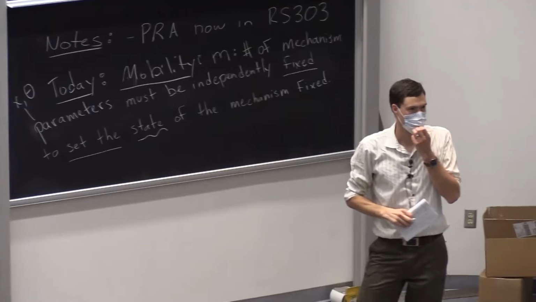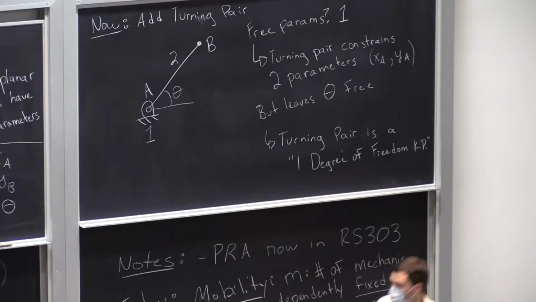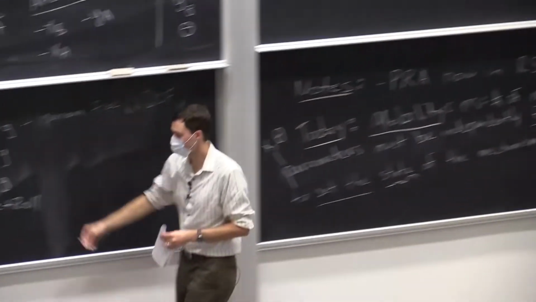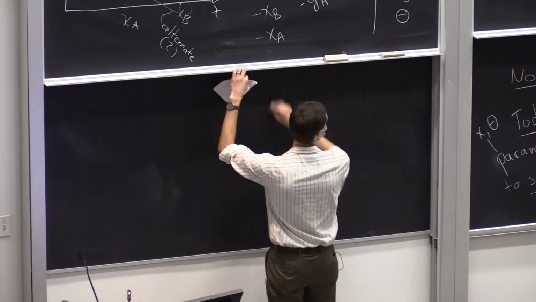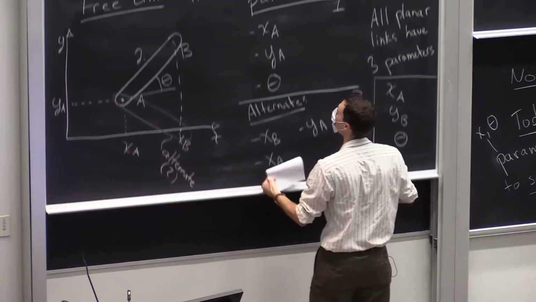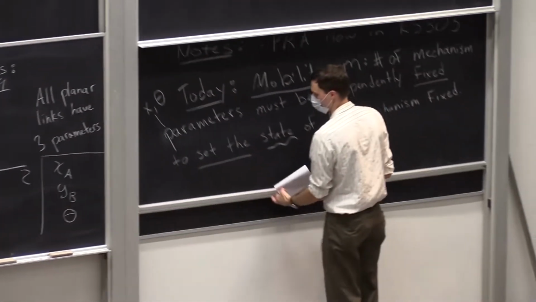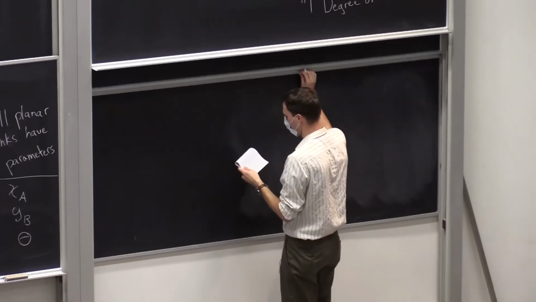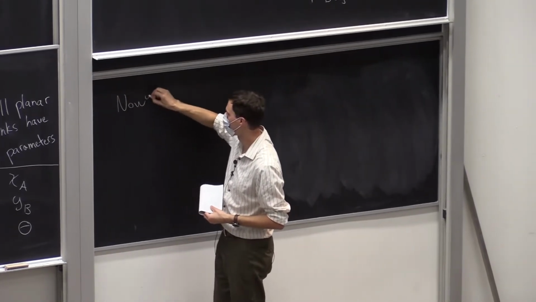Okay, any other questions about this one? So this is our turning pair. We're going to go through our other 3 types of kinematic pairs next. I don't want to hide everything here. So our next type of kinematic pair is a sliding pair.